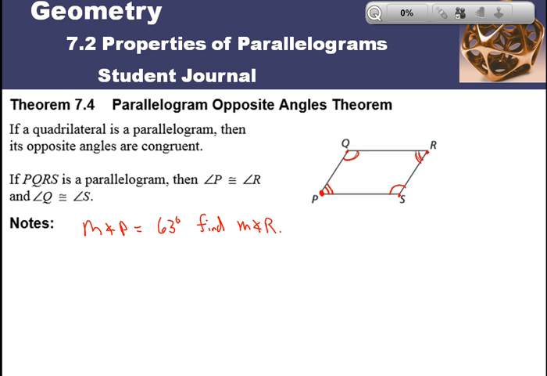Well, opposite angles are equal. So if this is 63, then this has to be 63. So the measure of angle R would be 63.